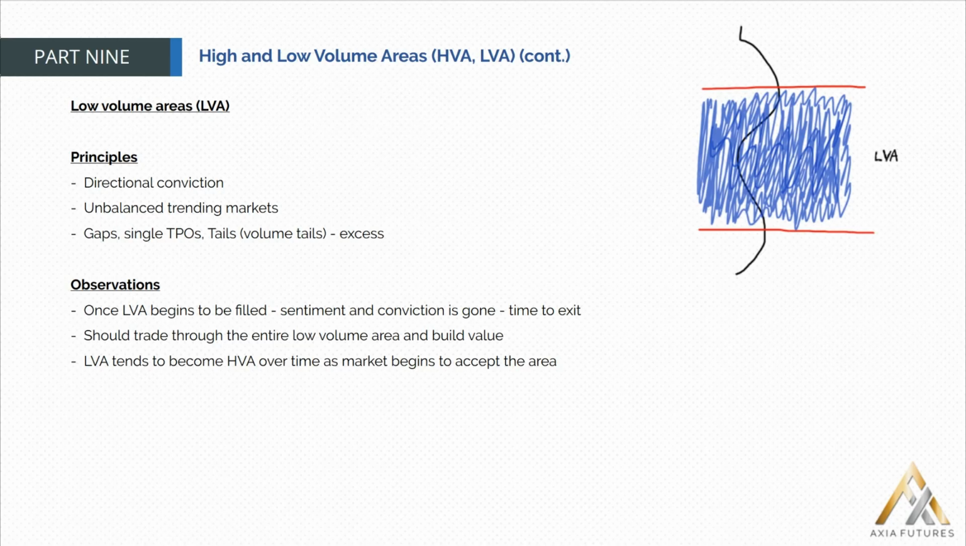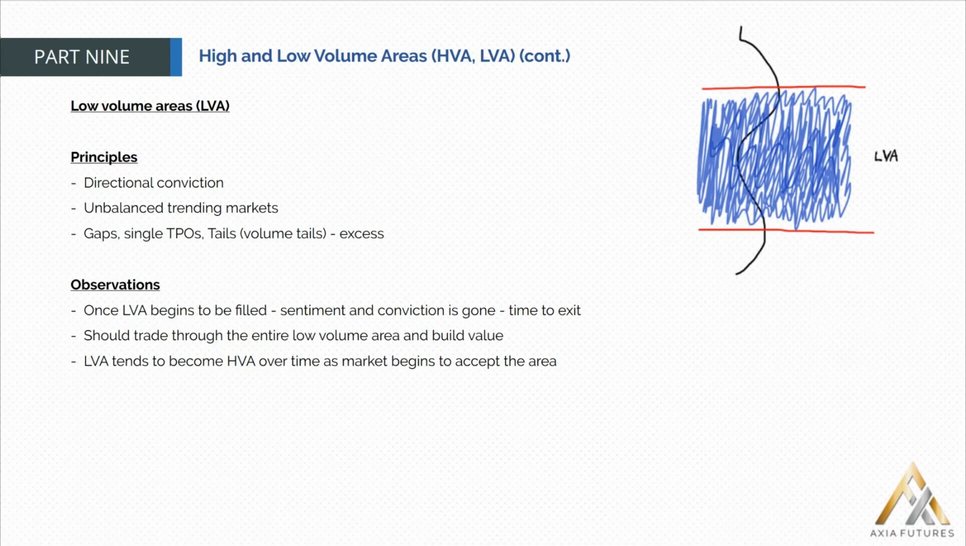And then lastly, low volume areas tend to become high volume areas over time as the market begins to accept the area. So again, if you play for the directional trend momentum play, that's brilliant. But don't forget, once that play disappears, once the low volume area begins to fill out, we should see quite a lot of two-way trade.